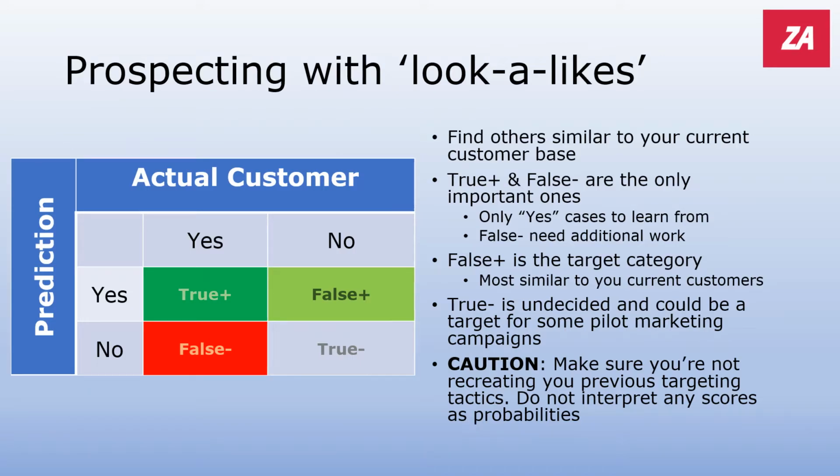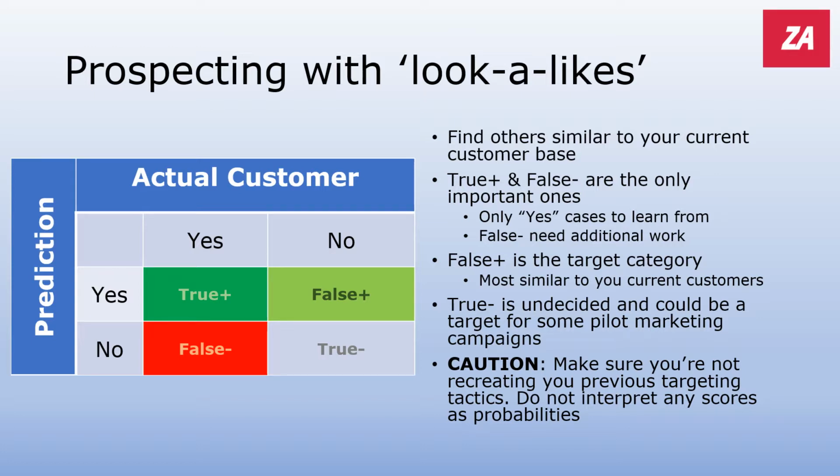As an example, prospecting with lookalikes. So basically finding others, companies or consumers, that are similar to your current customer base. The only important cells from an evaluation perspective in this case are the true positive and the false negative, because we only have information about the companies that are actually a customer. We do not have any information about companies that will not be your customer, whatever you offer them.